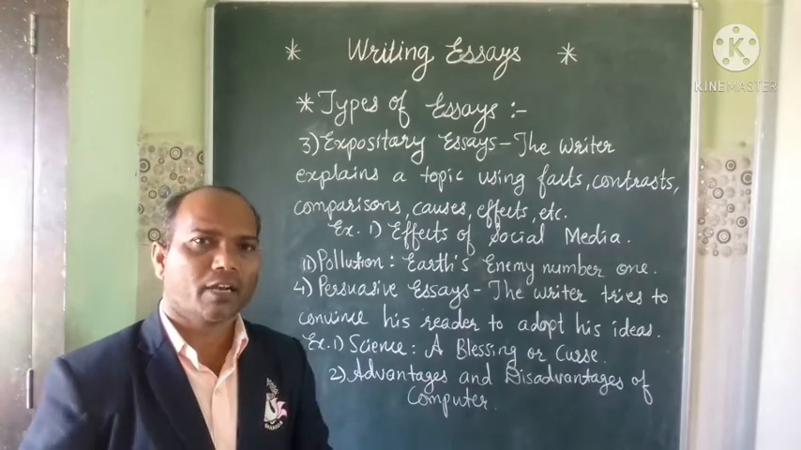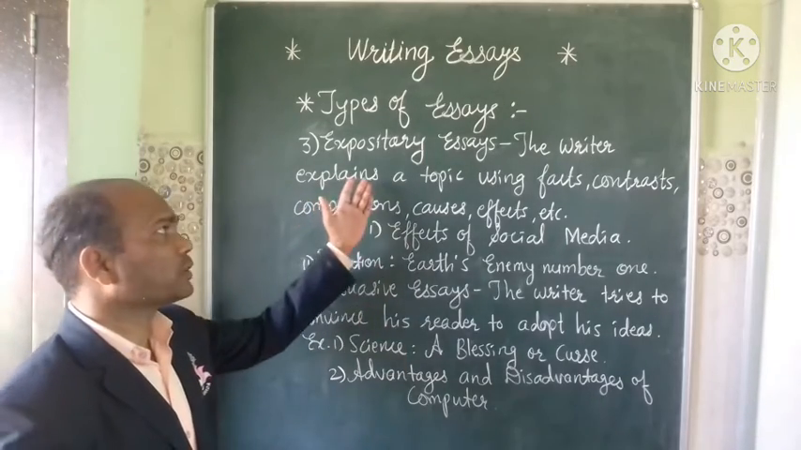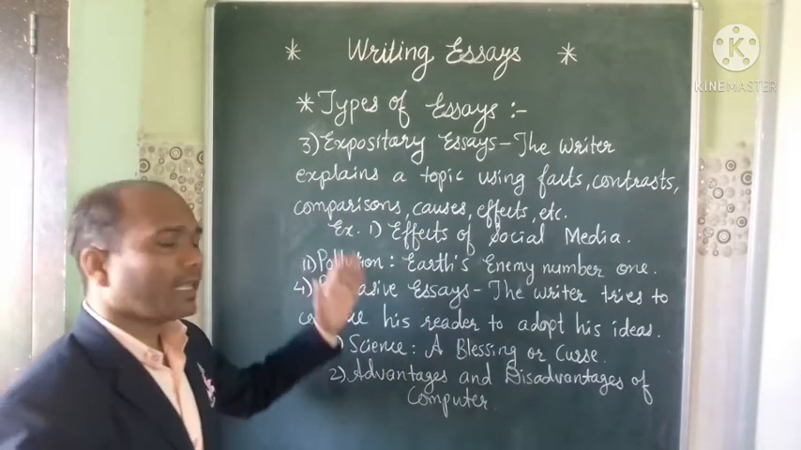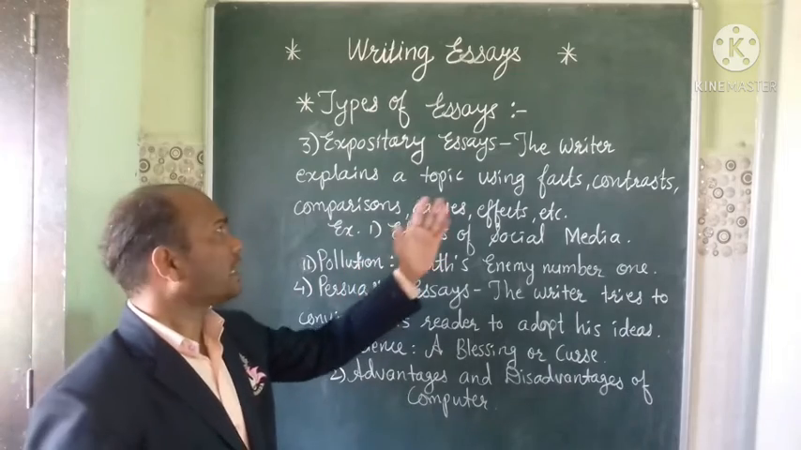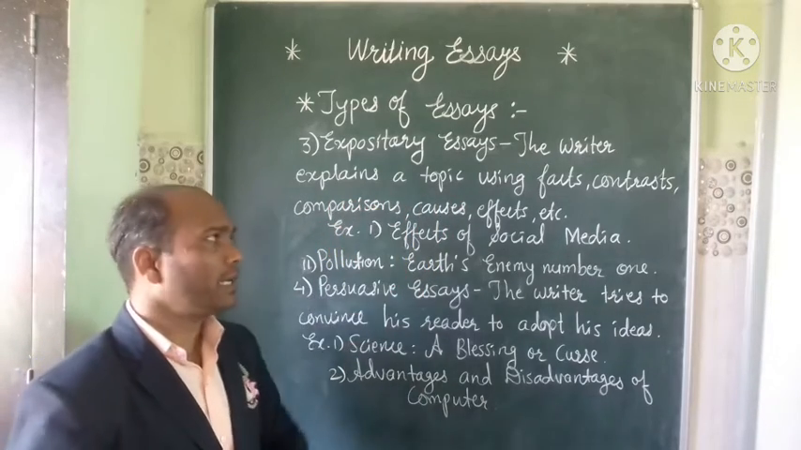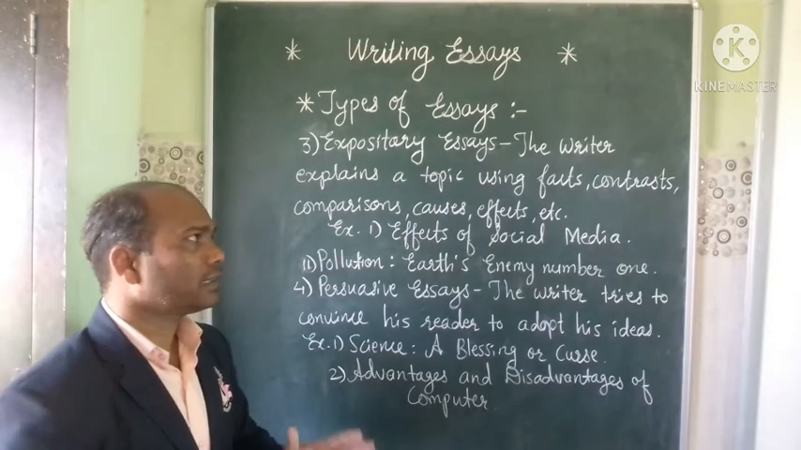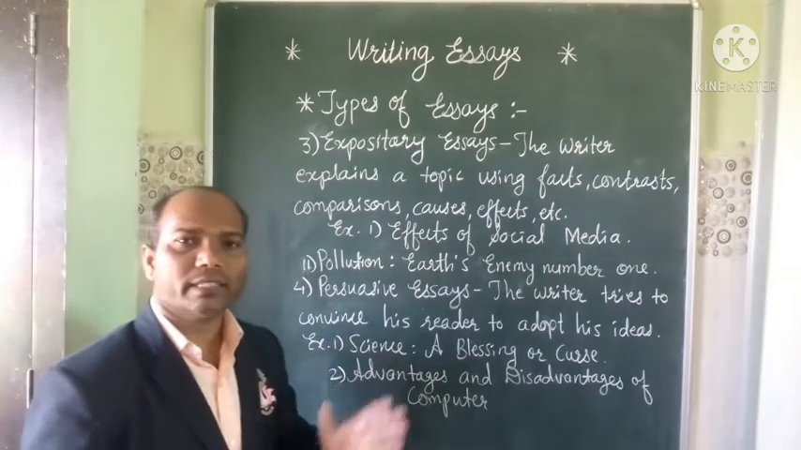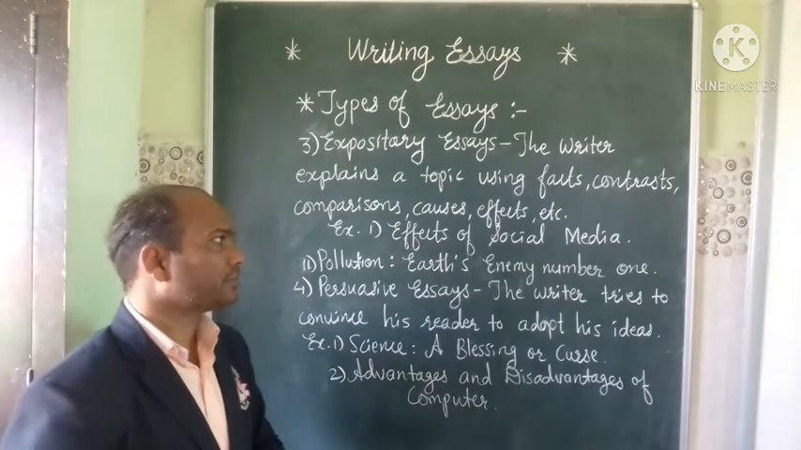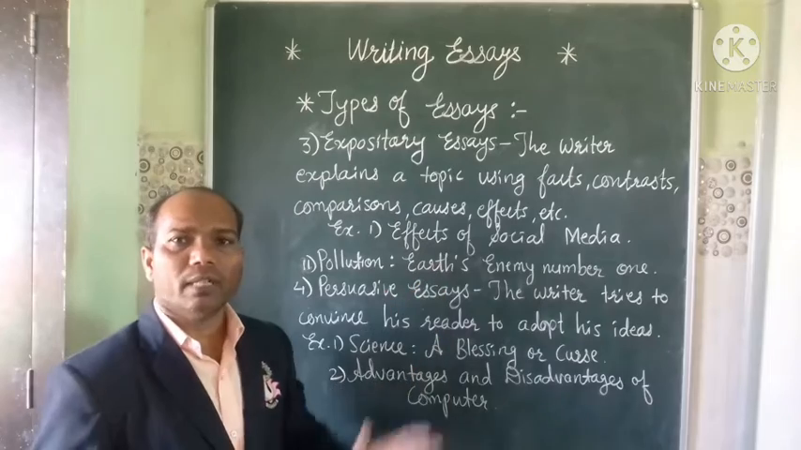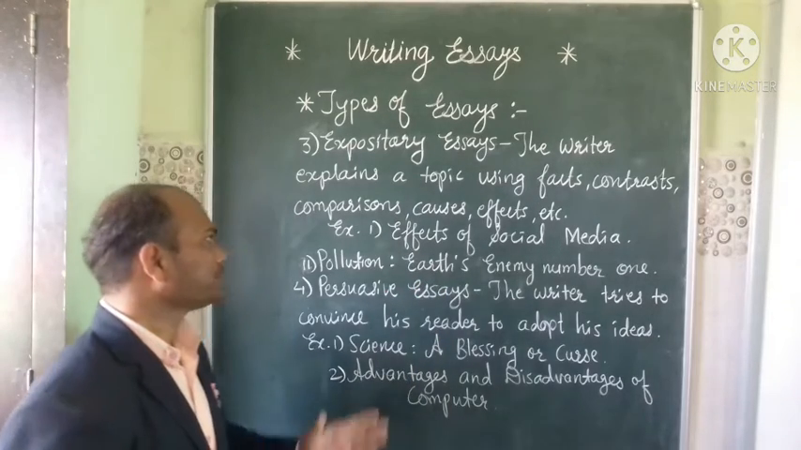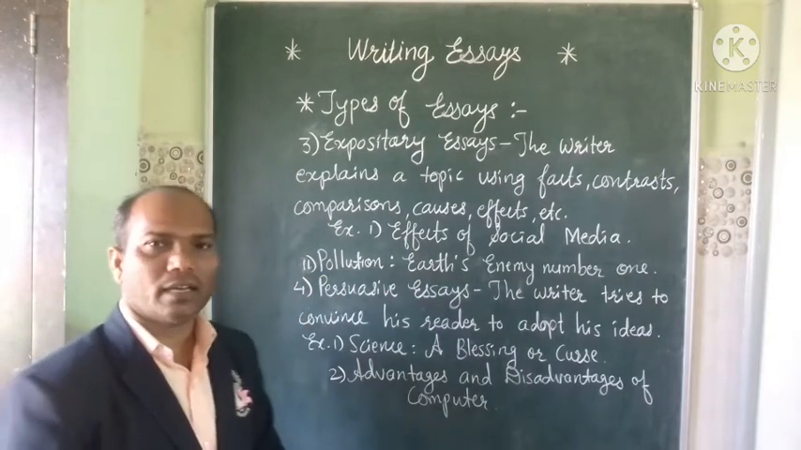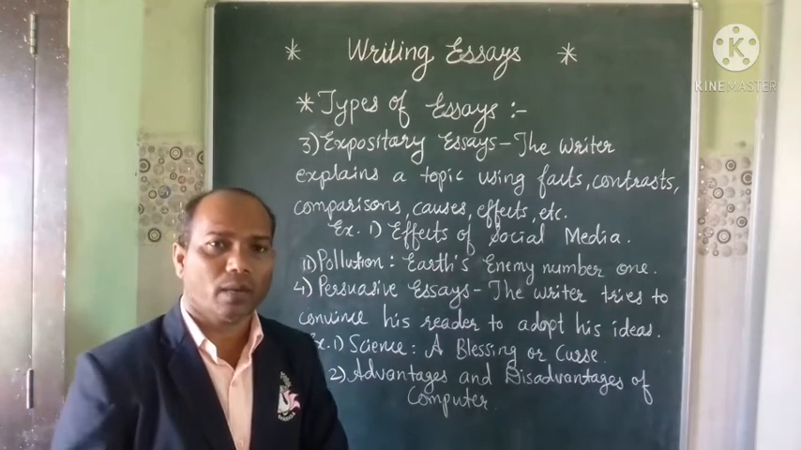The next kind of essay is expository essay. Here in this kind of essay, the writer explains a topic by using different facts, contrasts, comparisons, causes, effects, etc. For example, effects of social media. Second example, pollution, Earth's enemy number 1.